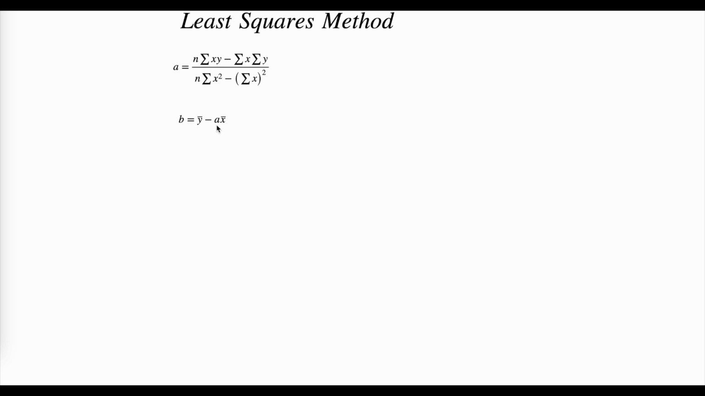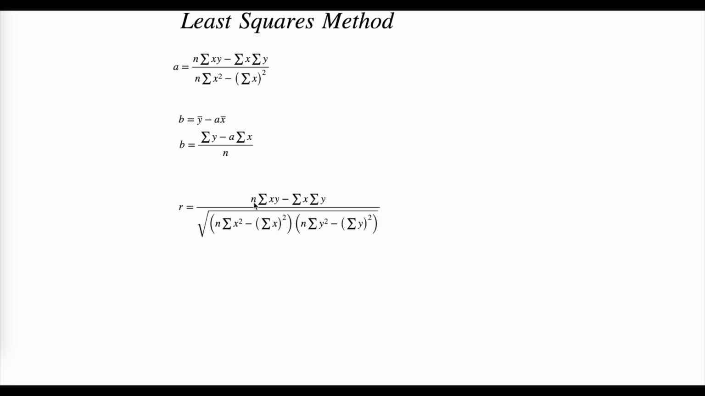B is y take away ax, but we're going to use the mean of the y's and the mean of the x's. The mean of the y's is the sum of all the y values divided by the number of y values. The mean x is the sum of all the x's divided by the number of x's, which is the same as the number of all the y's. N becomes our common denominator. This is our equation for B. For R, the correlation coefficient, it's the same top that we have up here, divided by the square root of the same bottom, then that bottom again, but in terms of the y. N times the sum of all the y squareds, take away the sum of all the y's, squared.